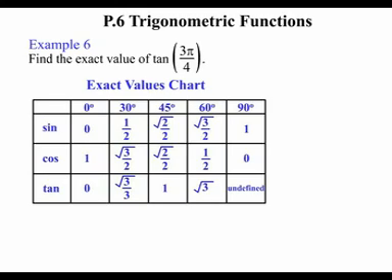To get the second row, all you have to do is reverse the order. What's last becomes first, and vice versa. So we get 1, root 3 over 2, root 2 over 2, 1/2, and 0.